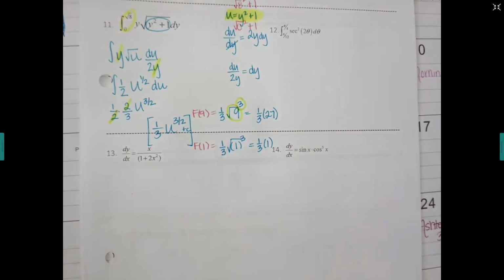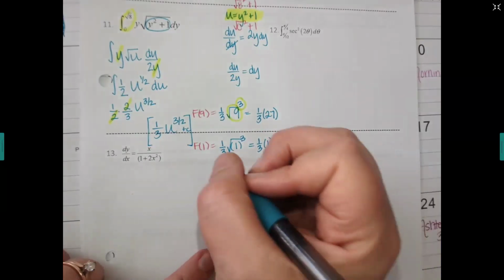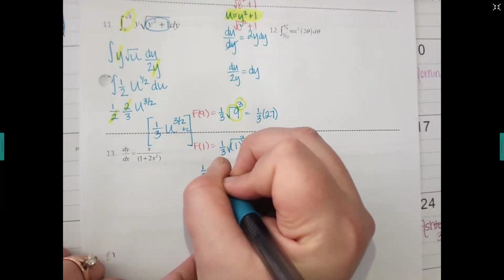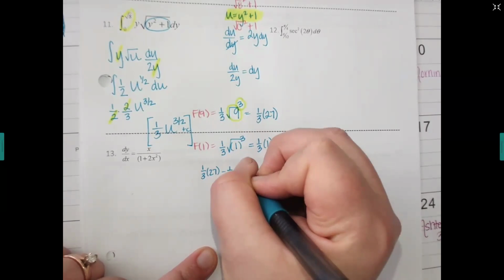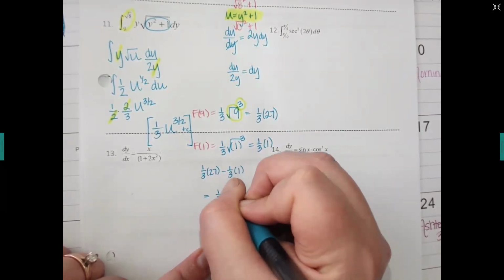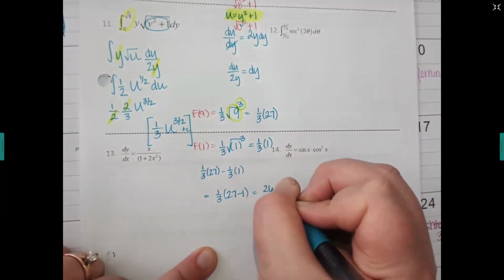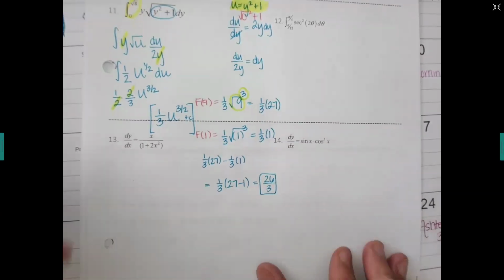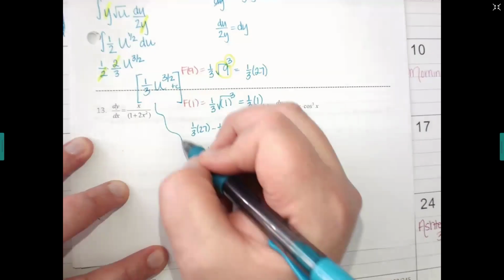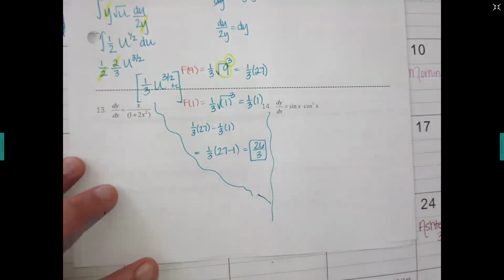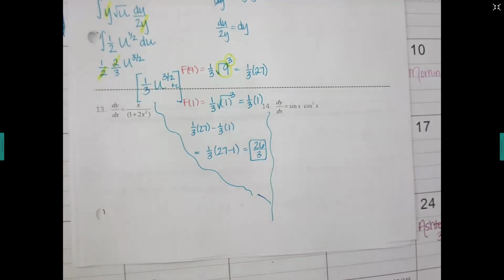Okay, then from here, remember, it's this minus that. So since they both have a third, what's 27 minus 1? Then it'd be 26 thirds. Does that make sense? Okay, so for the last step here, it'd be a third of 27 minus a third of 1. You could take the third out, and that'd be 27 minus 1, which is 26 thirds. Okay, probably you don't need to write out all those last steps, but just to make sure that you understand what's going on. Okay, so 26 thirds would be your answer. Questions on that?